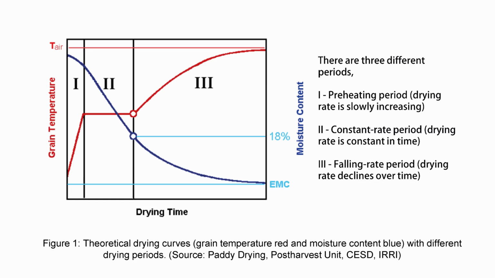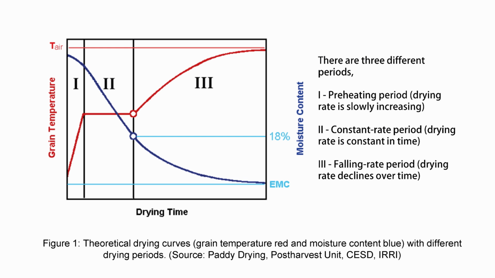A drying curve, as illustrated in the figure here, shows how grain moisture content changes over time and how grain temperature changes while drying the paddy. As can be seen in this chart, the drying rate is not constant but changes over time. The temperature of the grain also changes over time. Three different periods happen while drying. They need to be understood to dry the paddy in a solar dryer.